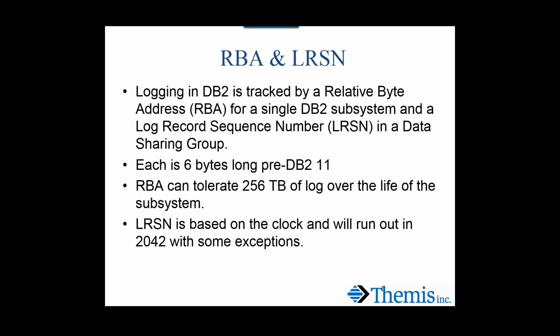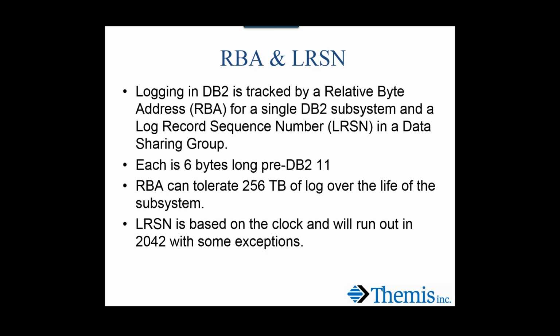So beginning in version 11, they're allowing us to have a bigger RBA, going up from 6 to 10 bytes. LRSN, by the way, is based on the clock, and it runs out in the year 2042, unless you've got a delta; depending on how you went to data sharing, you could actually run out before then. So we have kind of a Y2K problem with DB2 in the year 2042, unless we get to this extended RBA LRSN. So basically we're expanding from 6 bytes to 10.